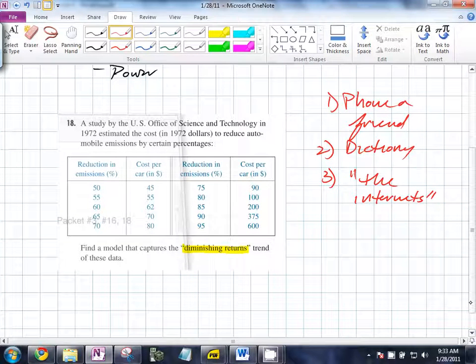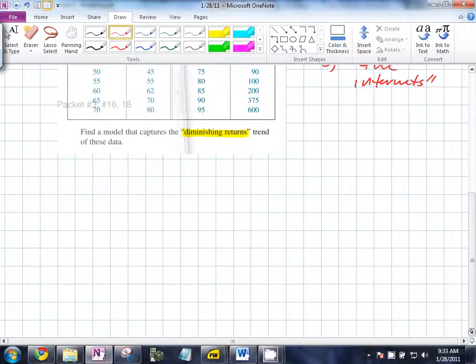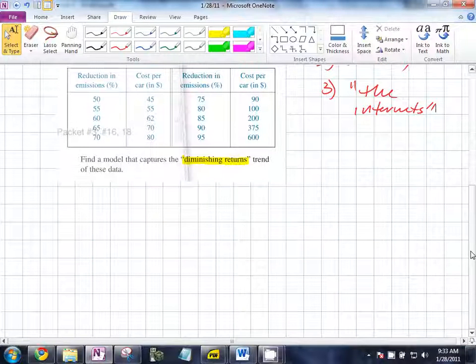A study by the U.S. Office of Science and Technology in 1972 estimated the cost in 1972 dollars to reduce automobile emissions by certain percentages. Reduction in emissions, 50%, cost per car. Interesting. Find a model that captures a diminishing trend. So what would be the first thing you could do before you run a regression? What should you do first? Plug the data into what? And do what with it first? Plot points. So let's plot points first.